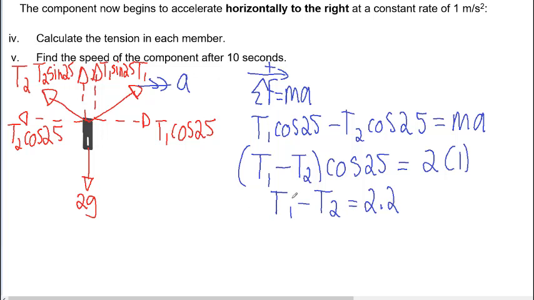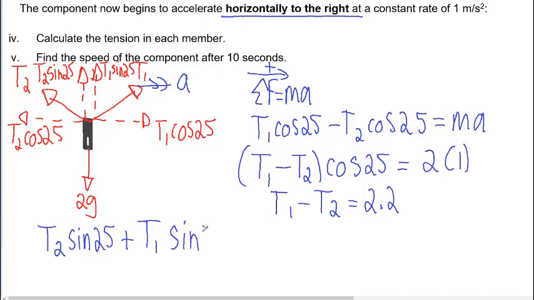Now the only other thing we can do is look at the y direction and get an equation from there. Now this thing is not moving in y, it says accelerates horizontally to the right. That means there's no acceleration in y, that means it's balanced in y. So up equals down. So let's go ahead and put those equations there. So T2 sine 25, which is going up, plus, because that's also going up, T1 sine 25 is equal to 2g, 2 times g is 19.62.